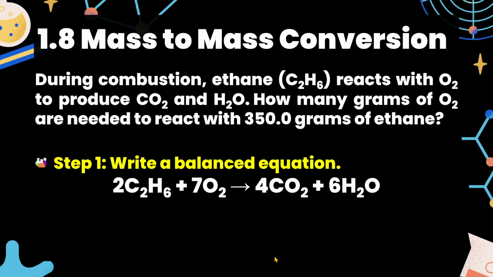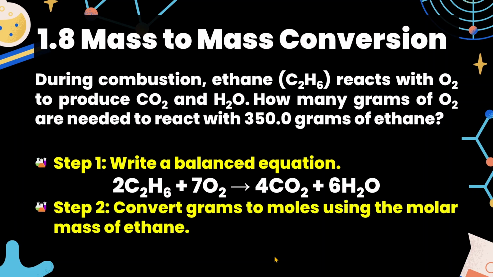So we have 2C2H6 plus 7O2 will yield 4CO2 plus 6H2O. The second step is to convert grams to moles using the molar mass of ethane. So since the given information from the problem is the mass or grams of ethane, we'll convert it into moles using its molar mass.